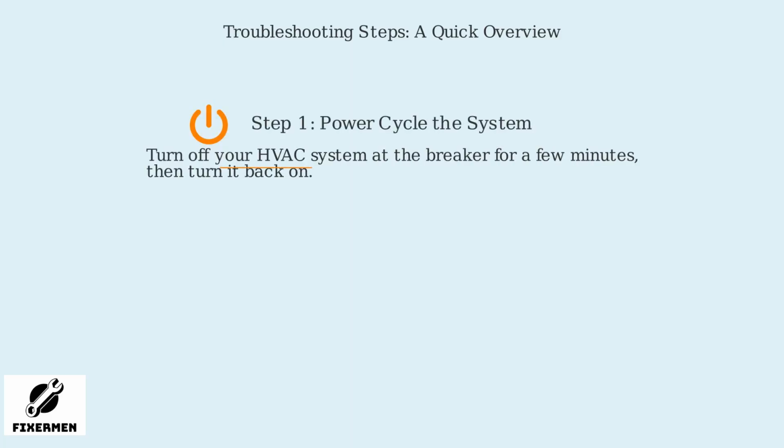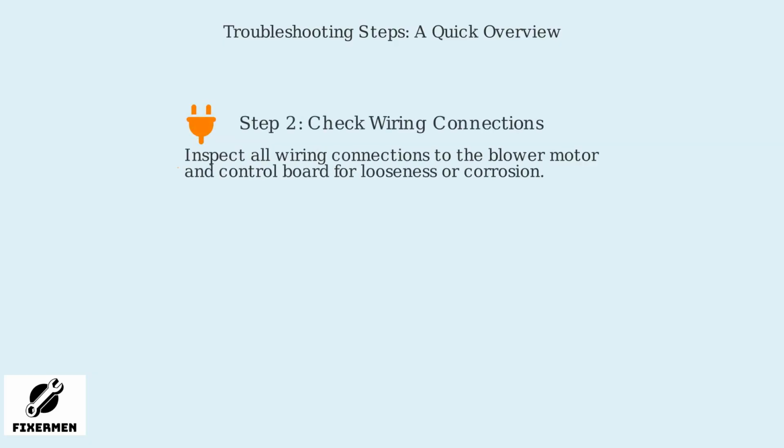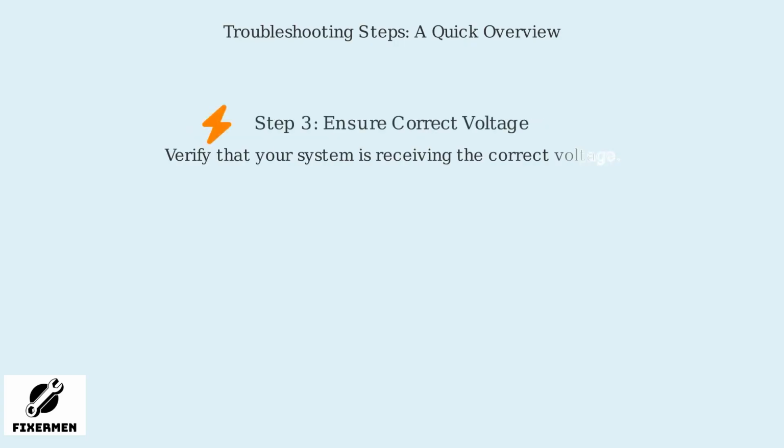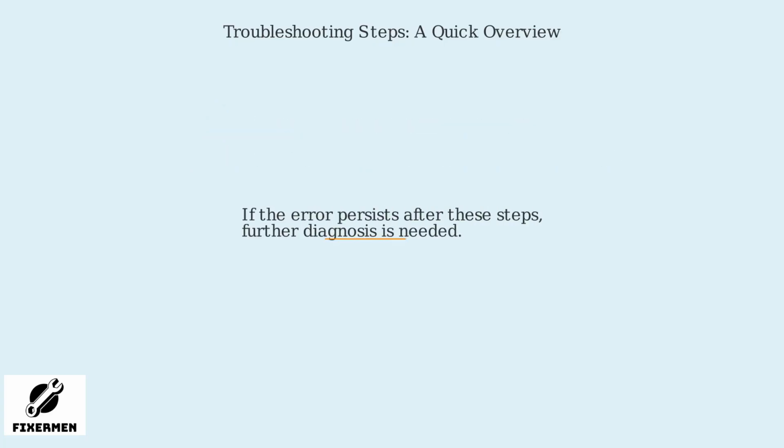First, power cycle your HVAC system by turning it off at the breaker for a few minutes, then turn it back on. Second, check all wiring connections to the blower motor and control board for looseness or corrosion. Third, ensure your system is receiving the correct voltage. If the error persists after these steps, further diagnosis is needed.